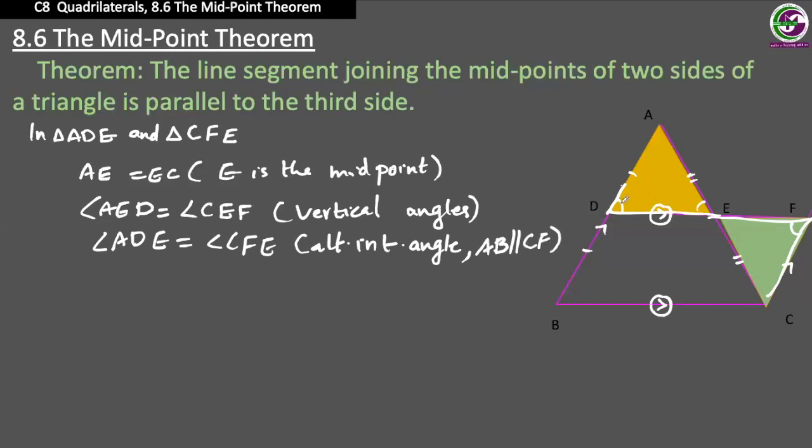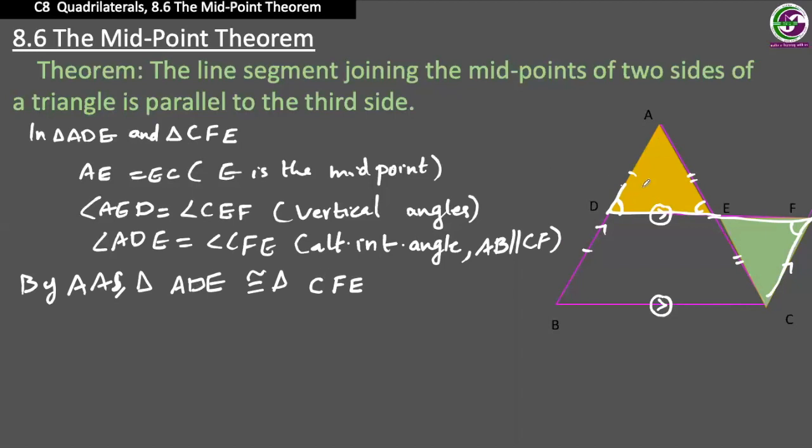So we have angle, angle, side. So by AAS, triangle ADE is congruent to triangle. We have to be careful now. D with F is the same, E with E is the same. So F and E should be the last two letters, F, E. So it should start with C. These two triangles are congruent.